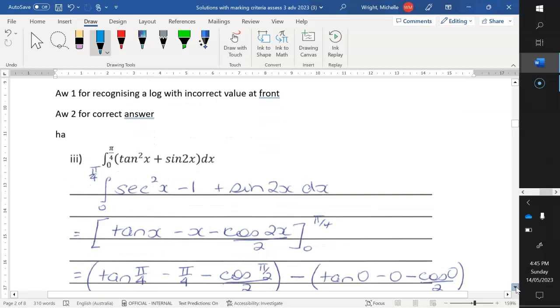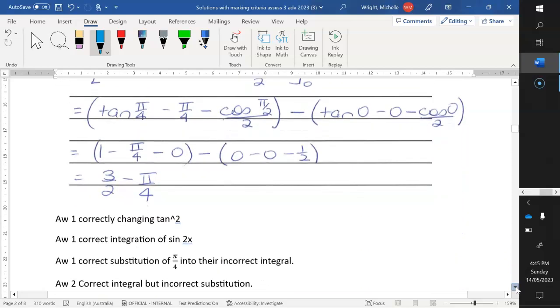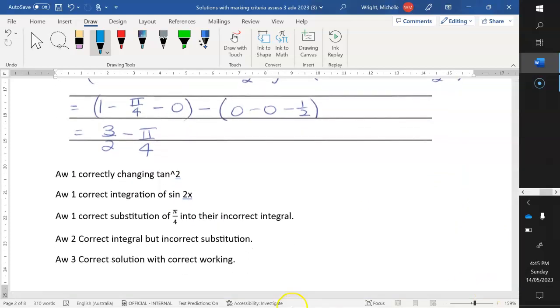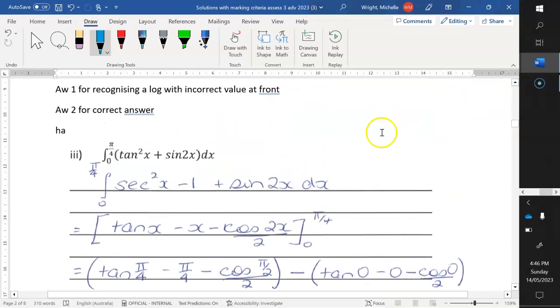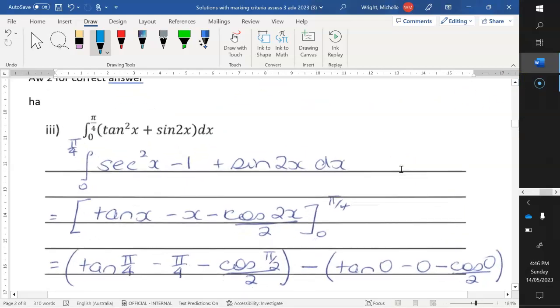So this one is worth 3 marks. So 3 marks for the correct solution for this one. A mark for changing the tan squared x. A mark for integrating sine properly. And a mark for substituting properly. Overall, again, not done well this question. And it's similar thinking to the question above.